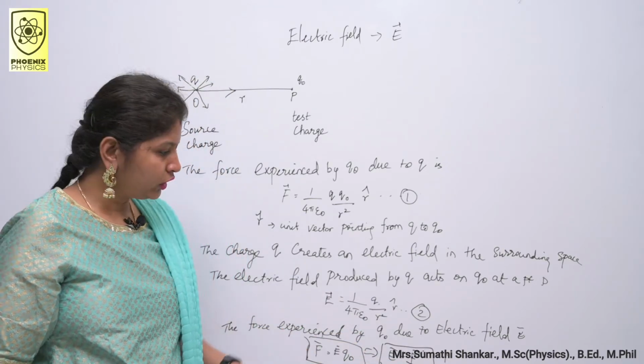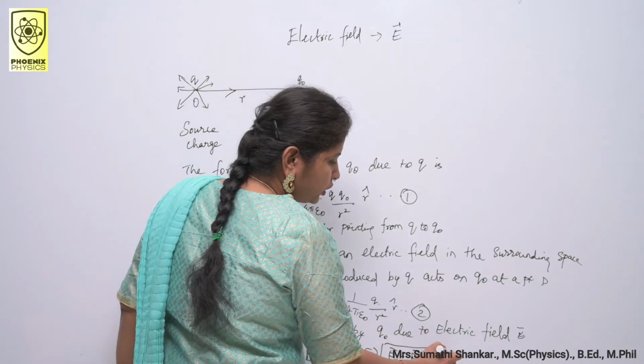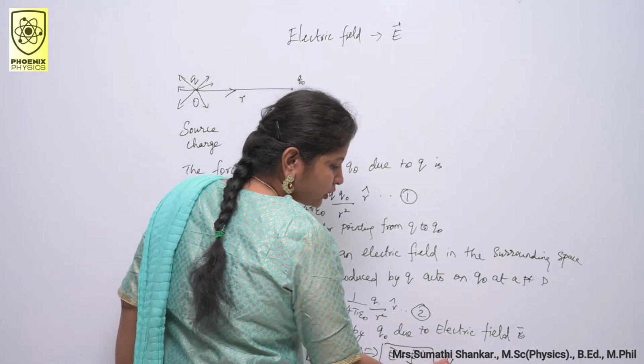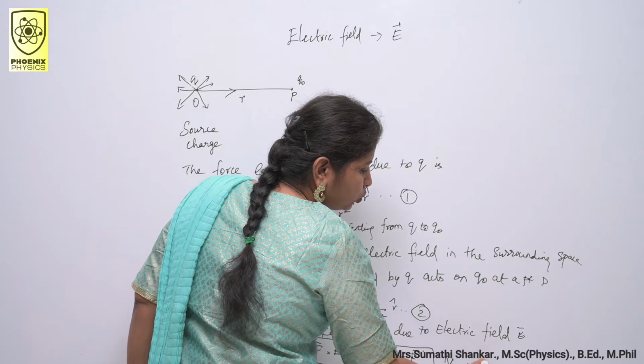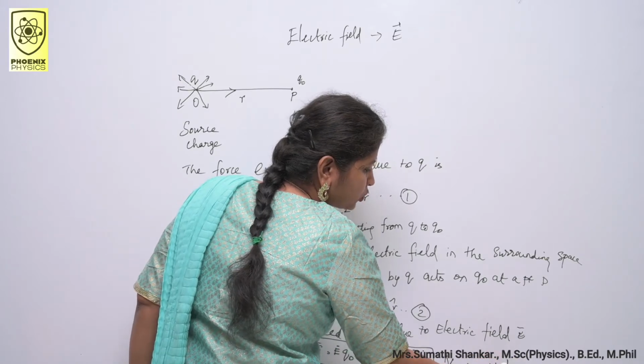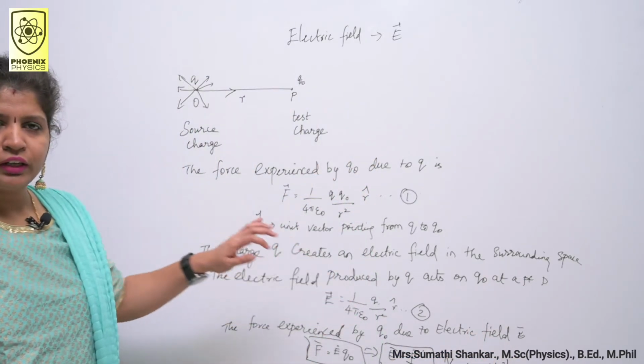How do you write the unit? For F, SI unit is Newton. For Q, Q is nothing but charge, so SI unit is Coulomb. Or you can write Newton Coulomb power minus 1. So that's all about electric field.